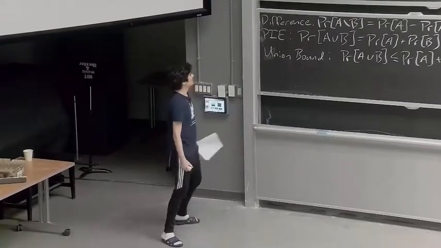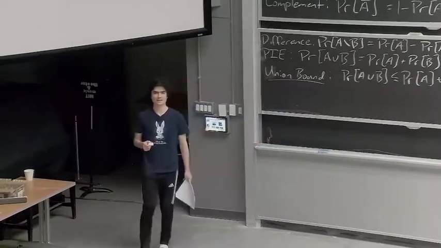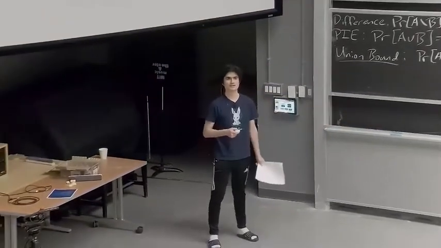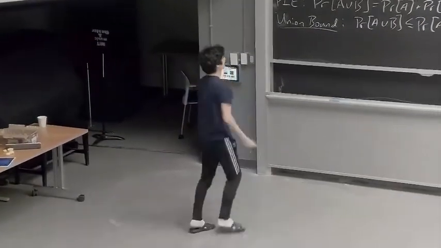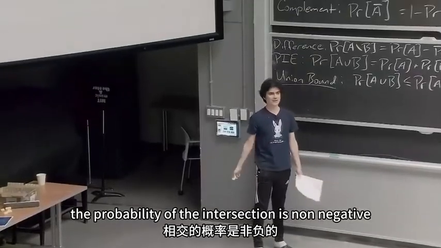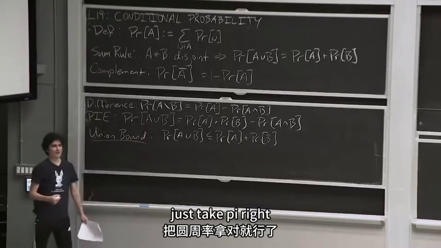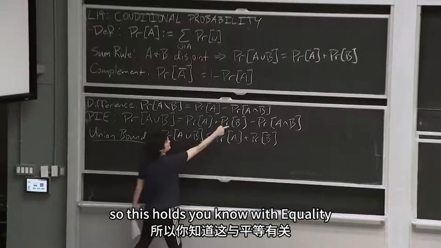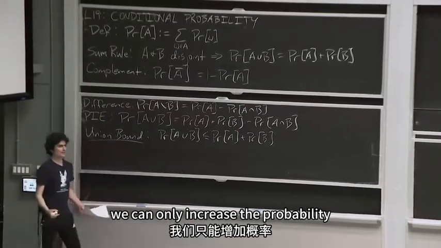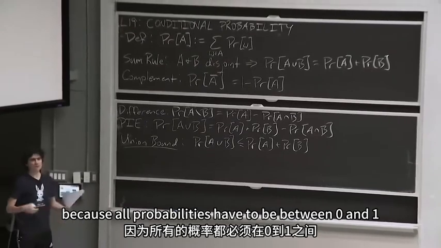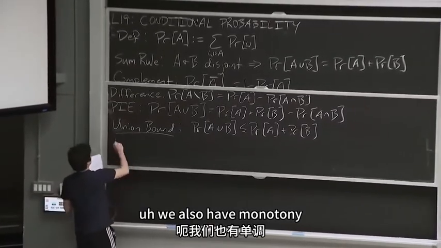No? Okay. So can anybody give a reason why the union bound might be true? Yeah. So the answer was the probability of the intersection is non-negative, right? So if we just take PIE, this holds with equality, and if we just get rid of this negative term here, we can only increase the probability, because all probabilities have to be between 0 and 1. Okay. We also have monotonicity.